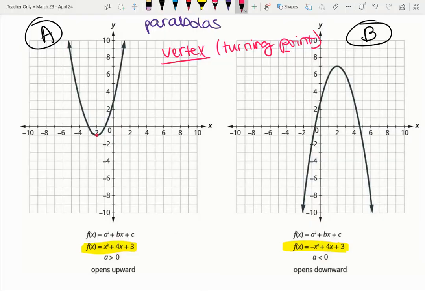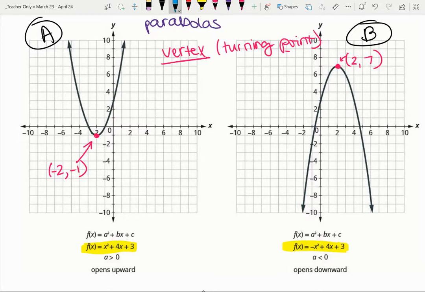Graph A has a vertex at the coordinate point -2, -1. That's where the graph turns around. And then graph B has a vertex at the coordinate point 2, 7. So the vertex is a really important feature, and again, next week we'll talk a little bit more about that.